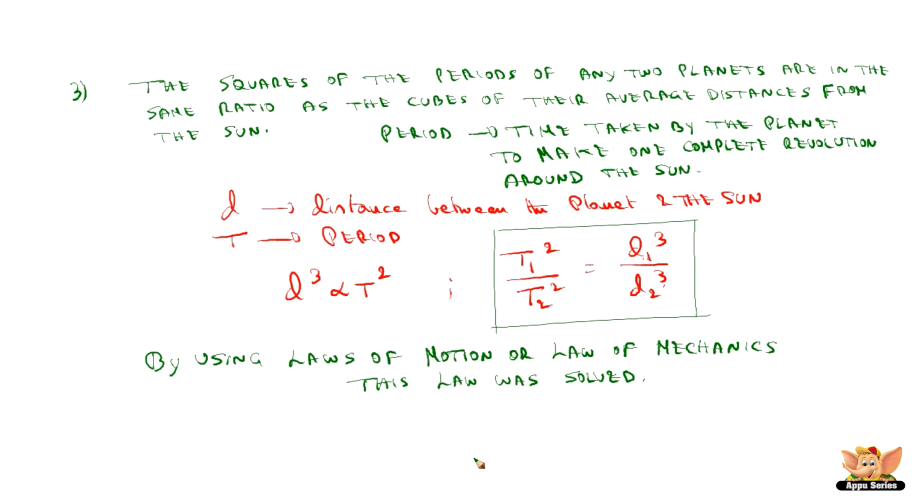And using this particular Kepler's third law, if we know the data of one, let us say one planet is Moon, and the other we do not know, it is a satellite. If you want to know the data of the satellite and the Moon's data is known, then we will be able to find out the satellite data using this particular law.